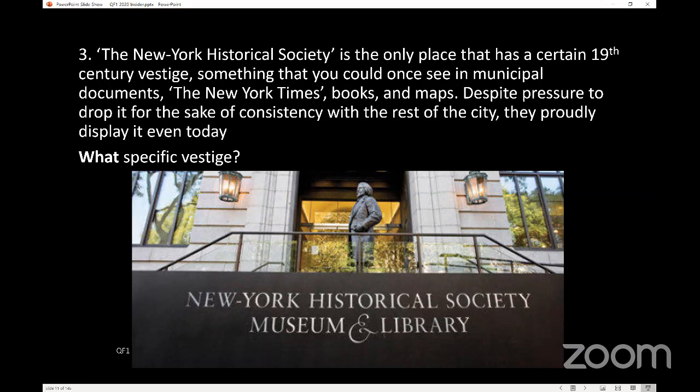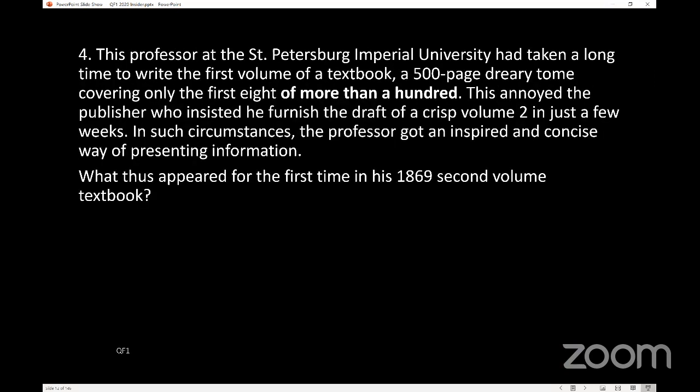Okay, moving to question four. This professor at the St. Petersburg Imperial University, St. Petersburg, obviously in Russia, had taken a long time to write the first volume of a textbook, a 500-page dreary tome covering only the first 8 of more than 100. This annoyed the publisher, who insisted that the professor furnish the draft of a crisp volume 2 in just a few weeks. In such pressurizing circumstances, the professor got an inspired and concise way of presenting information. So what thus appeared for the first time in his 1869 second volume textbook?